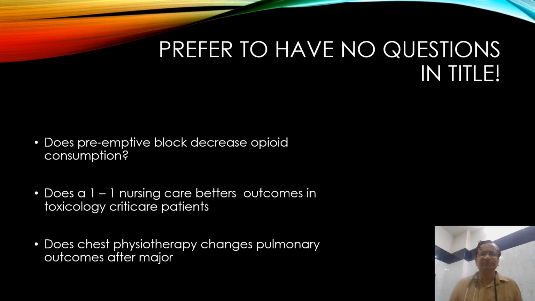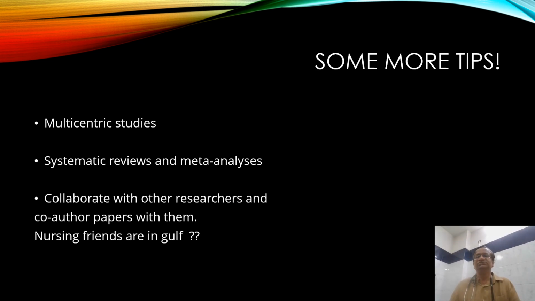But prefer to have no questions. Not: does a structured nursing care improve pulmonary outcomes in major abdominal surgery? No. Prefer no questions. Not: does a preemptive nerve block decrease opioid consumption? Not: does one-to-one nursing care give better outcomes in toxicology critical care patients? No. One-to-one nursing care betters outcomes in toxicology critical care patients. Or effectiveness of one-to-one nursing care on the outcomes of toxicology. It should be like this, no questions.